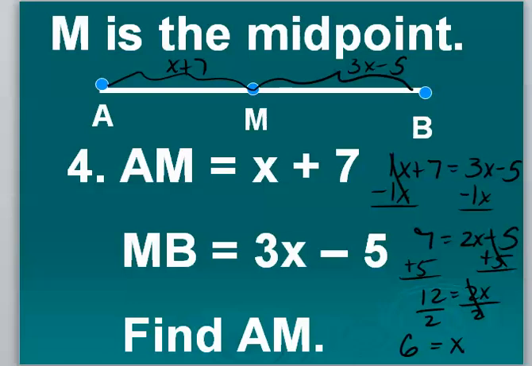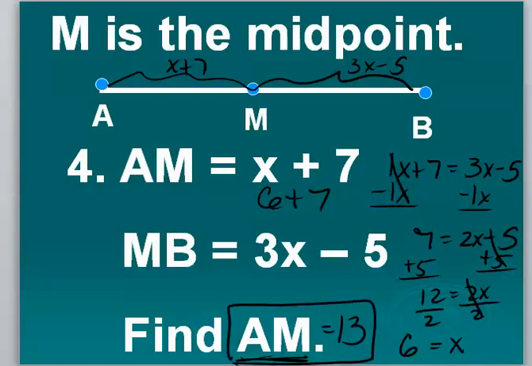This is a case where you will be asked to plug back in. So when you get that x is 6, you are not finished with the problem. They're asking for the length of AM. AM, I know, is my x value plus 7. Since our x value is 6, 6 plus 7 is 13. So the length of AM is 13. If it helps when you get your test on Wednesday, write down, always plug back in, so you're sure that you're plugging back in and getting the correct answer.